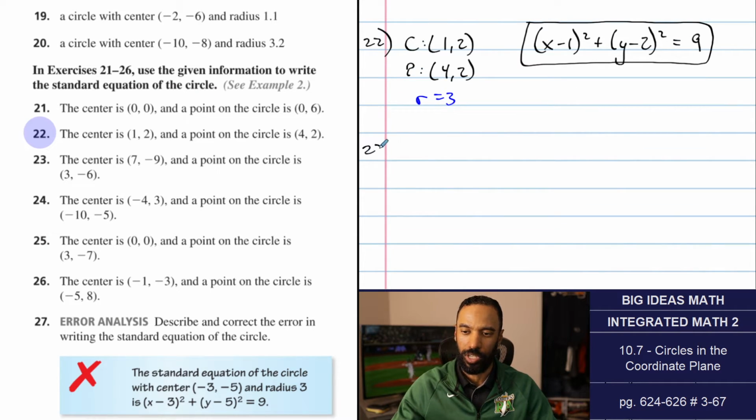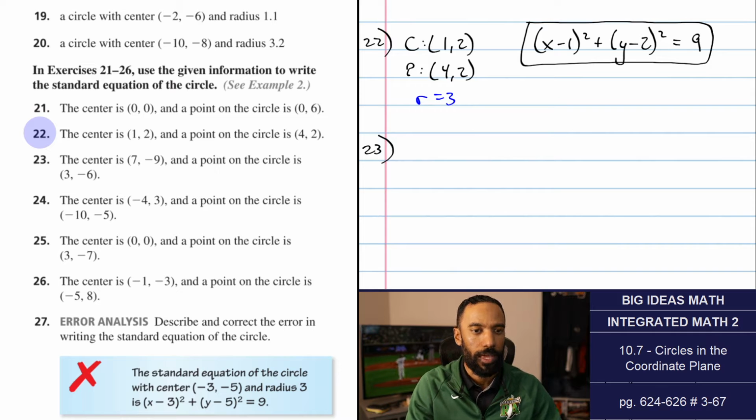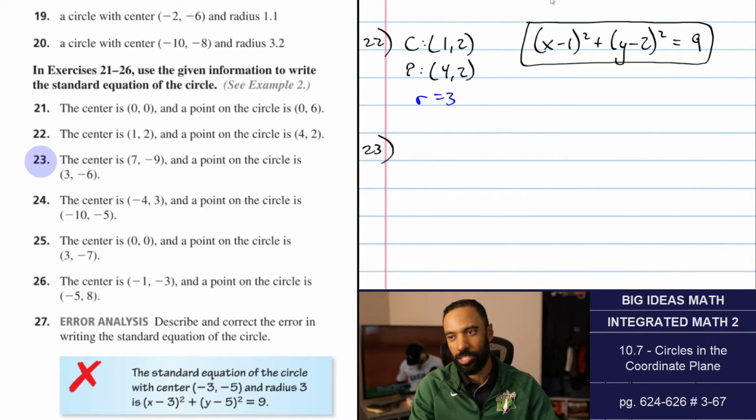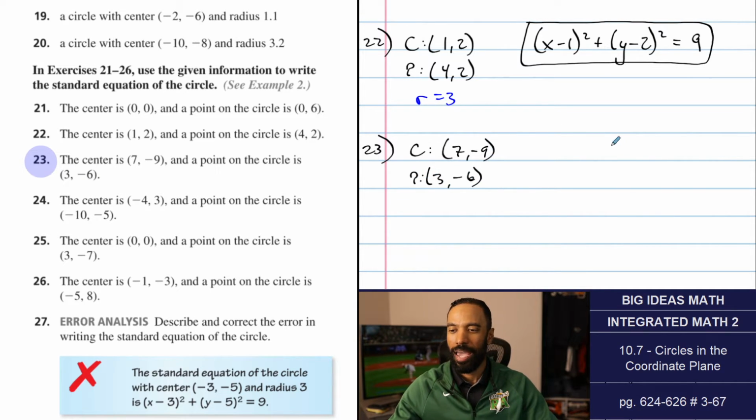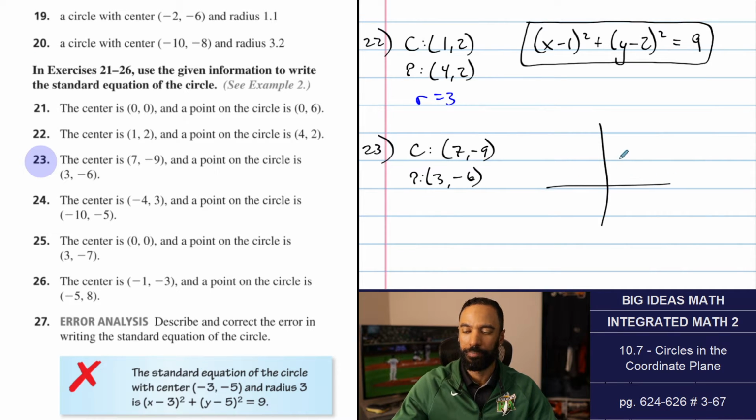Still information. We just got to pull it out. Number 23. The center is at 7, negative 9, and a point on the circle is 3, negative 6. This is where your distance formula, Pythagorean theorem stuff will come into play, because these are neither immediately left, right, up, or down. But the point is at 3, negative 6. So my general one I like to do is Pythagorean theorem.